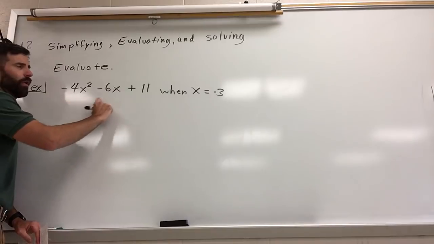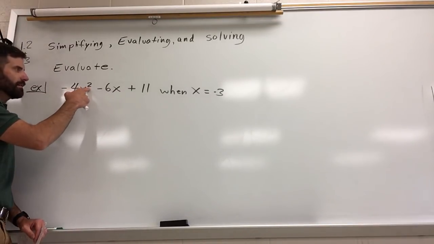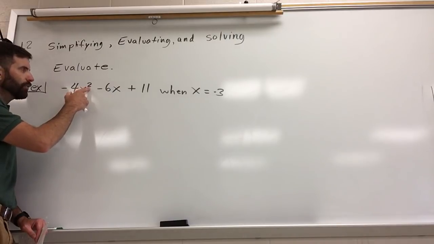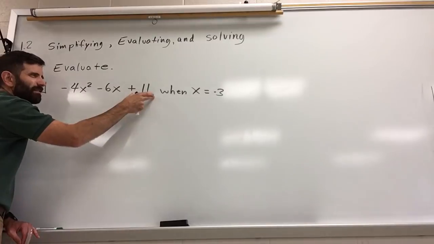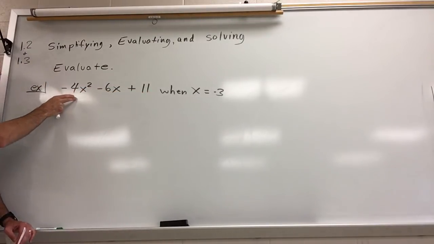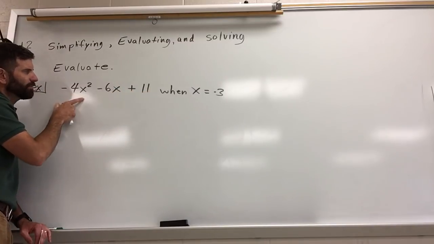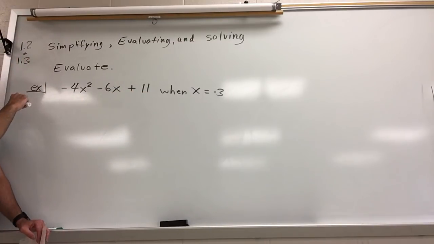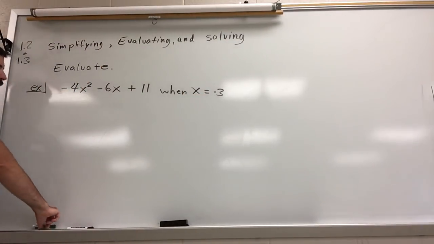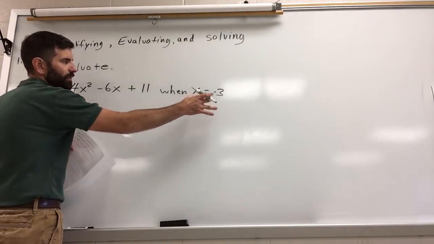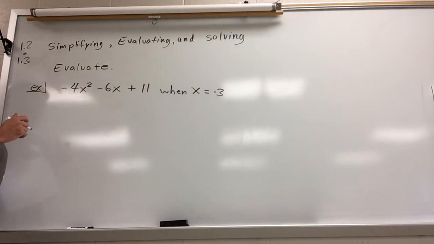Now, this is a quadratic expression here. Quadratic because it's got an exponent of 2, or a degree of 2. We have 3 different terms here. Sometimes you can combine like terms to simplify something. In this case, you cannot. None of these are like terms. But our instructions say to evaluate. And what they've done is they've told us that x is equal to negative 3. So what we get to do is substitute negative 3 in for x at each occurrence.